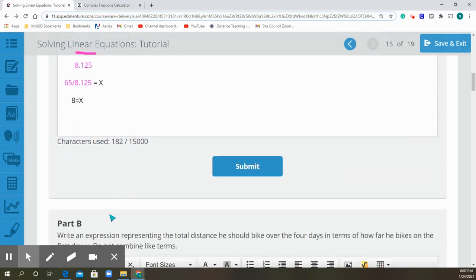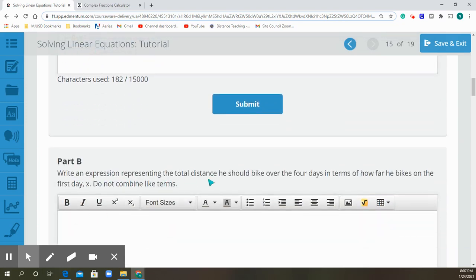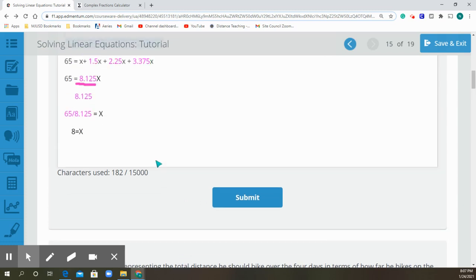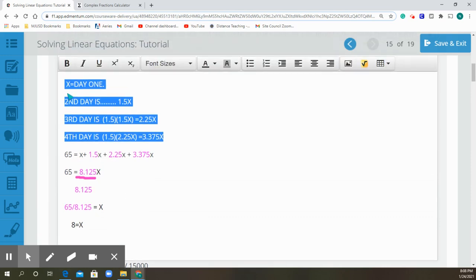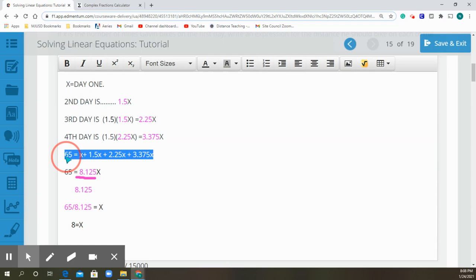That's all I had to do on part A. So then part B says write an expression representing the total distance he should bike over the 4 days in terms of how far he bikes on the first day, x. Do not combine like terms. So that was this step, I think.